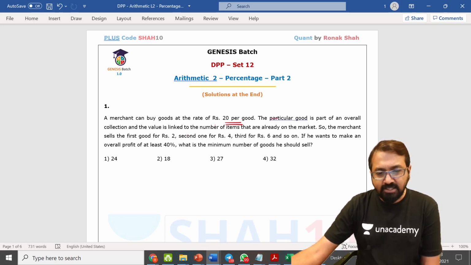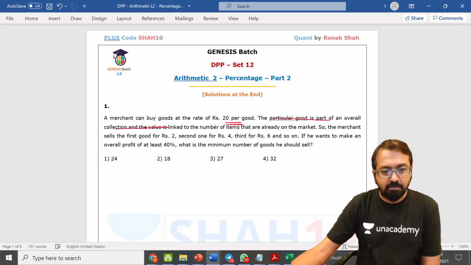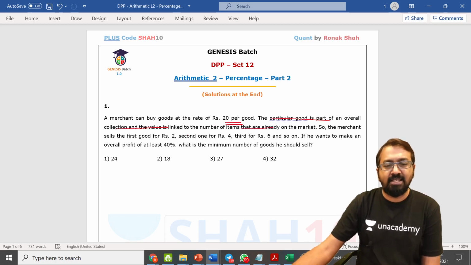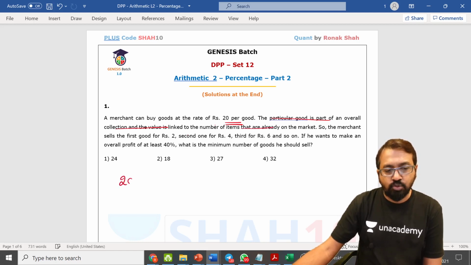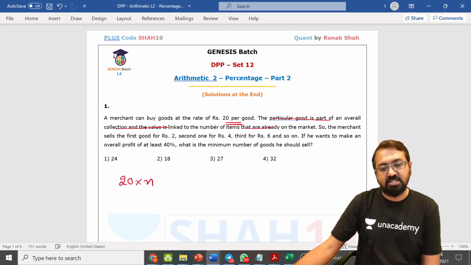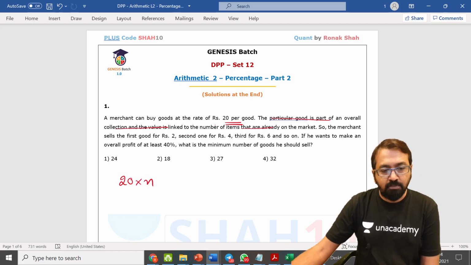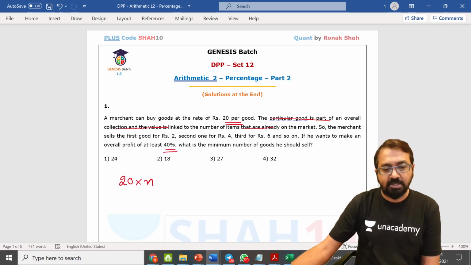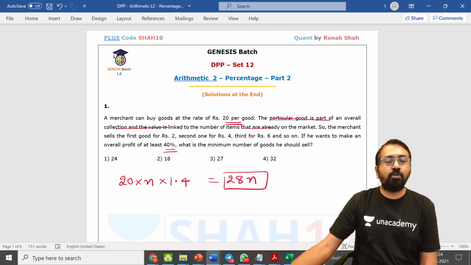If you look at this particular statement, that is not much of any use. We can just say that he has purchased a certain quantity of this good. We can assume that quantity is n. So the total amount that he has spent is 20 into n in purchasing these goods. Now if he wants to make a profit of at least 40%, the total return that he wants is this amount into 40% increase, so it will come out to be 28n, right? So our total sale value should come out to be 28n.